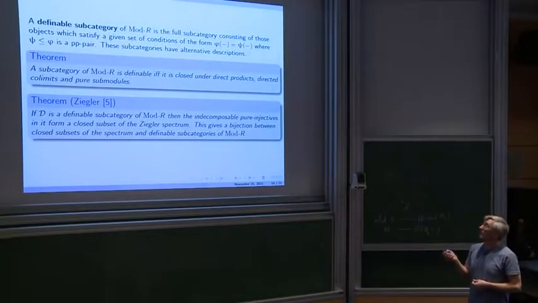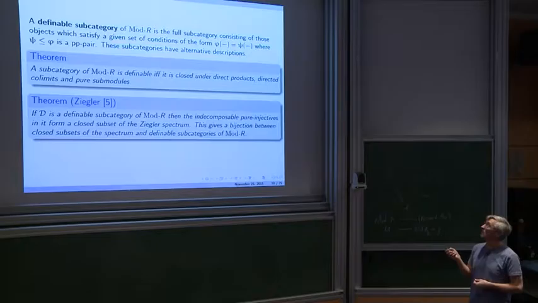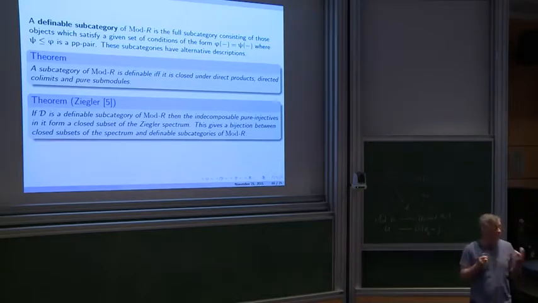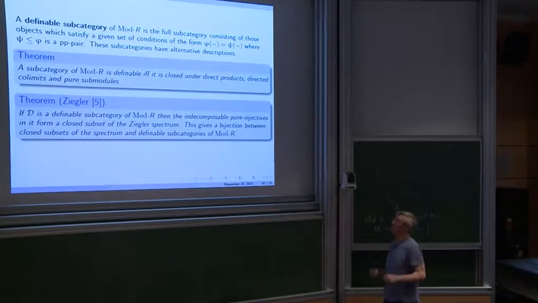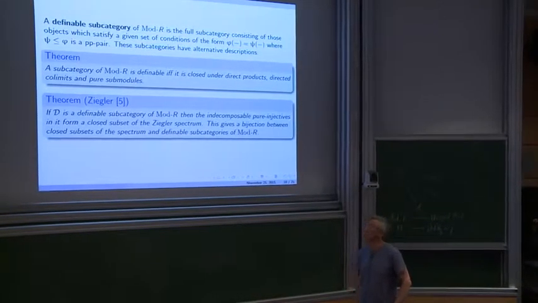And there's an algebraic characterization: categories closed under direct products, directed colimits, and pure submodules. These are really the right contexts for doing model theory, additive model theory, if you want the nicest results anyway, and things to work well.